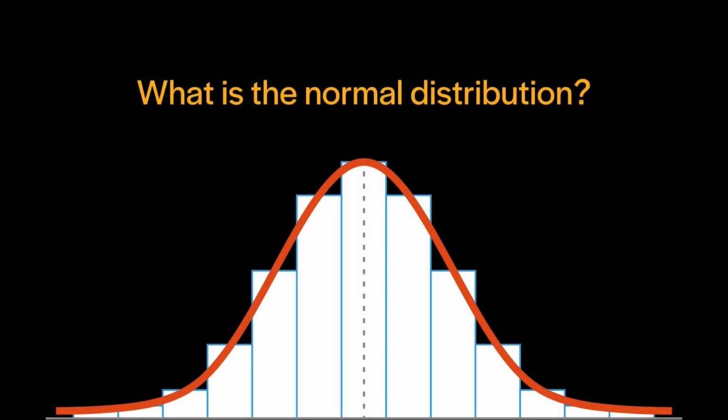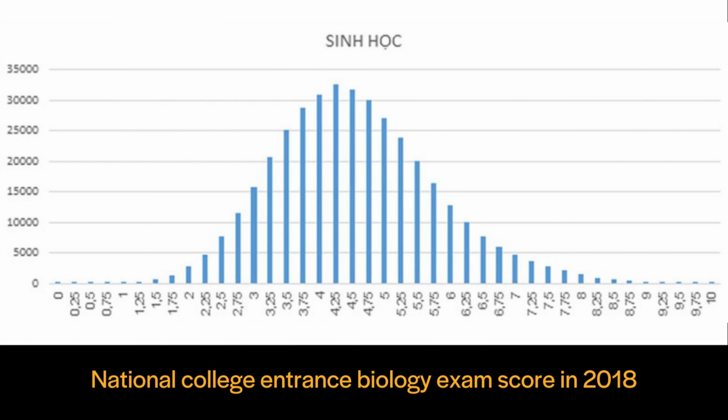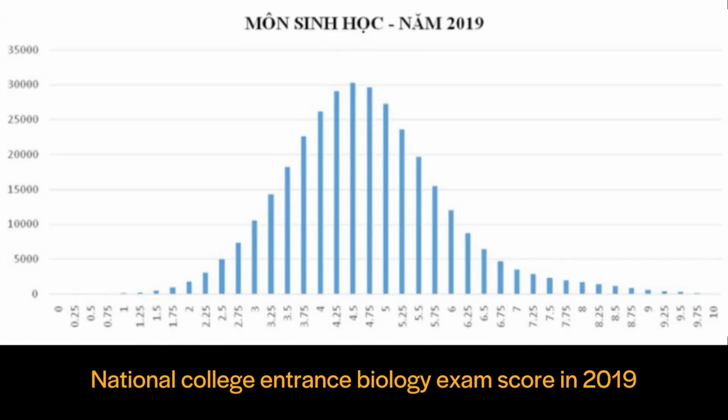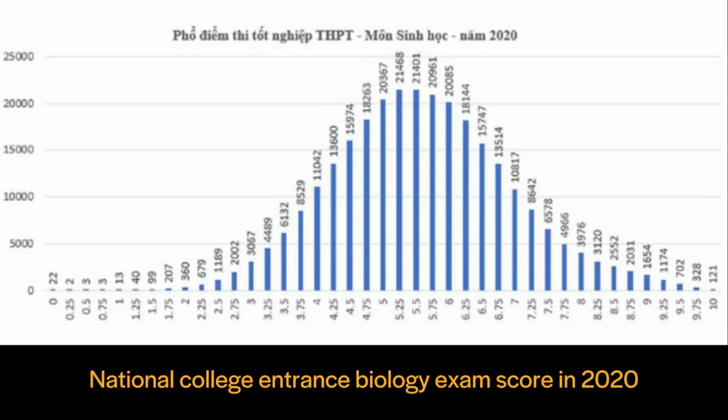So, what is the normal distribution anyway? Well, it's a special form of density curve with a bell shape, describing the tendency for data to cluster around a center value, or in this case, the population mean. The normal distribution can be found in many day-to-day circumstances. For example, let's take a look at this graph of the National College Entrance Biology exam score throughout 3 years from 2018 to 2020. Although it's not perfectly normal, we can observe that the majority of people score near average.